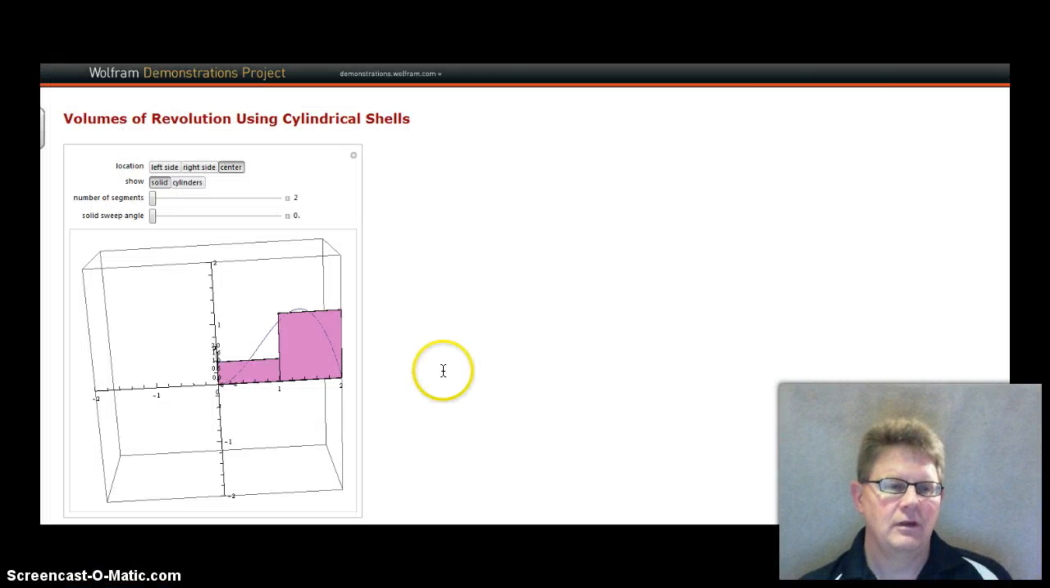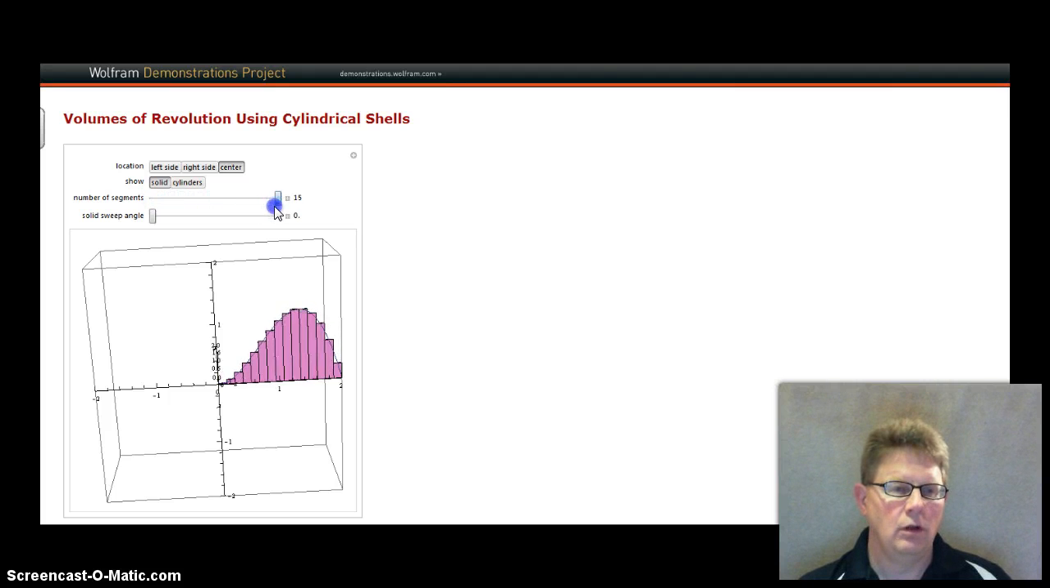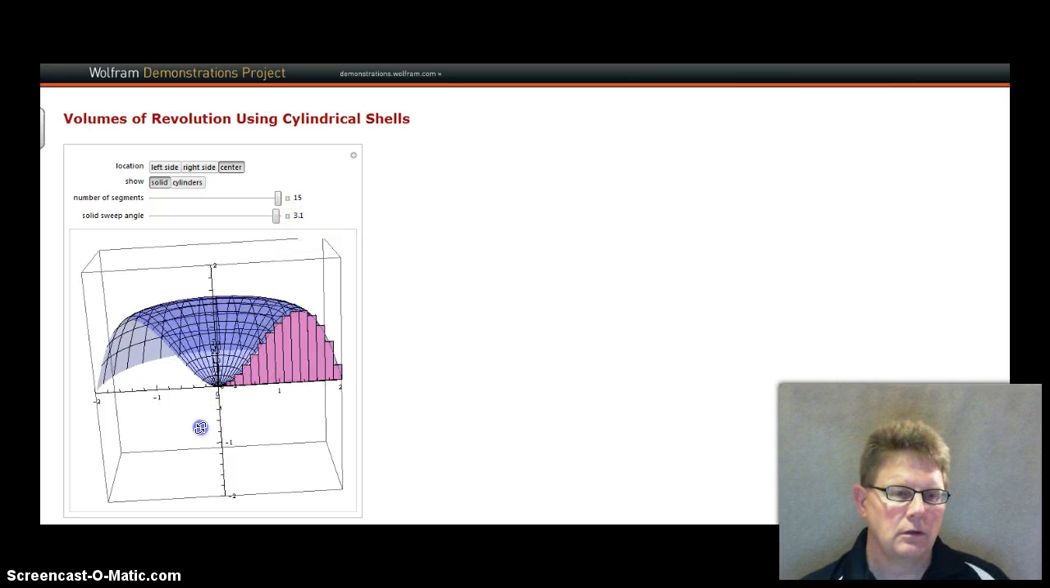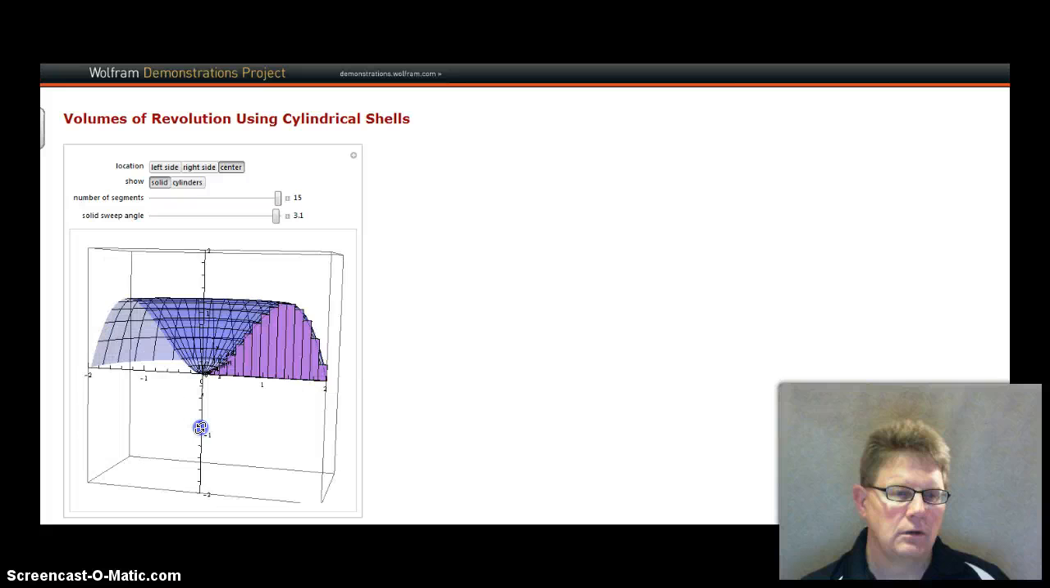Alright, so here we have, right now, two cylinders because our width is really small. So let's make the width of each cylinder a little bit skinnier. We'll go all the way to 15 cylinder shells that we're going to find, and then as we sweep that around, because we're revolving this around the y-axis, we've got quite a cool solid thing going on.